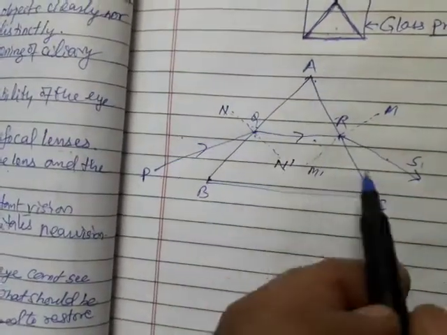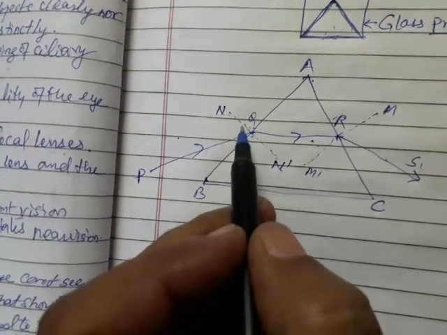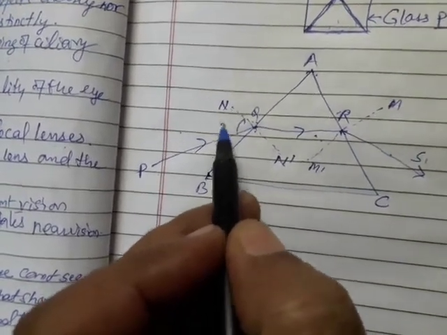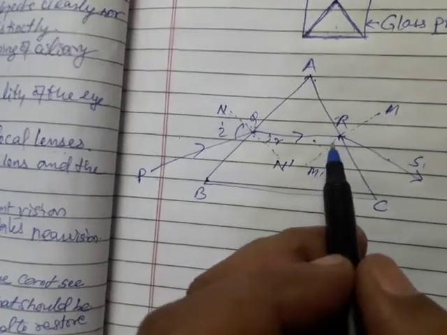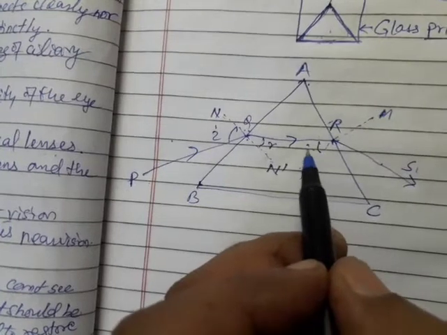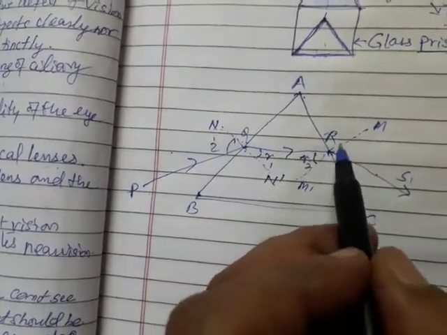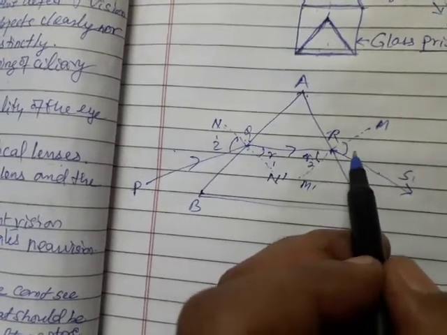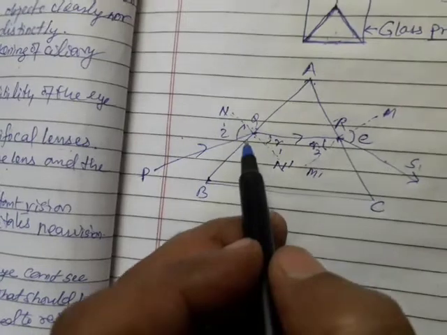Let us see the different terms here. This is the angle of incidence I, this is the angle of refraction R. For this surface, this is the angle of incidence, we can take here R2, and this is the angle of emergence or angle of refraction E. This is also known as the angle of emergence.